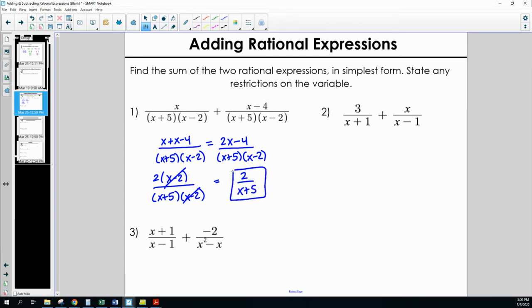And just like what we did last class with multiplying and dividing, we do have to have domain restrictions that go with our answer. So our actual answer is a simplified answer. Domain restrictions, we're going to go back a step to where we had that common denominator. Set that common denominator equal to 0. So x cannot equal negative 5 or positive 2.